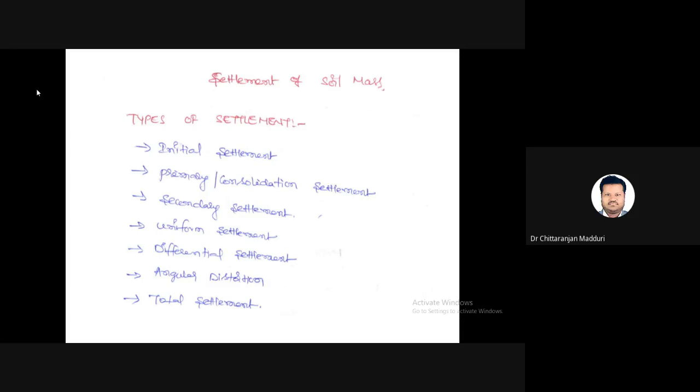So now let us discuss how to calculate initial settlement and primary settlement. Generally, secondary settlement is very, very small and is ignored. So it is very important to find out the initial settlement and the primary or consolidation settlement. In this chapter, I am going to explain how to calculate both of them. All the definitions of these settlements are very important: initial settlement, primary or consolidation settlement, secondary settlement, uniform settlement, differential settlement, angular distortion, total settlement. All these things are very important for the university examination.